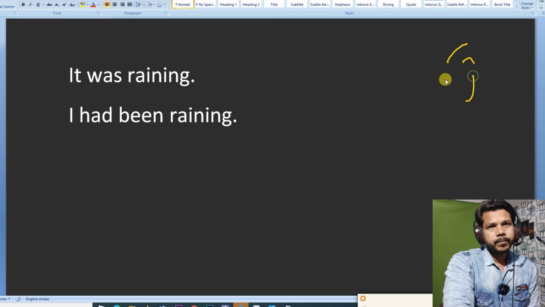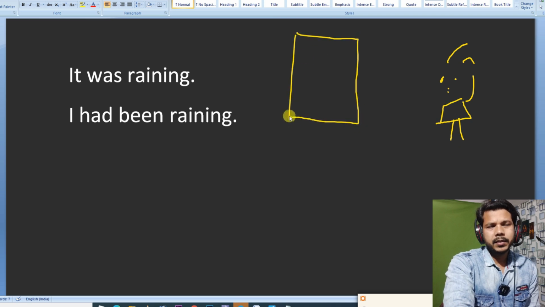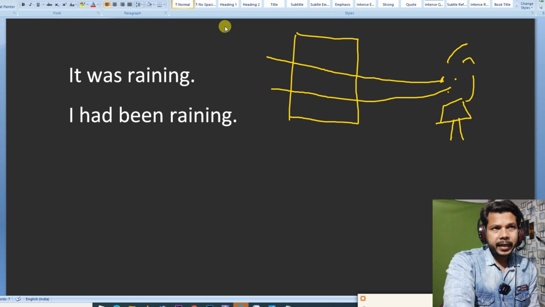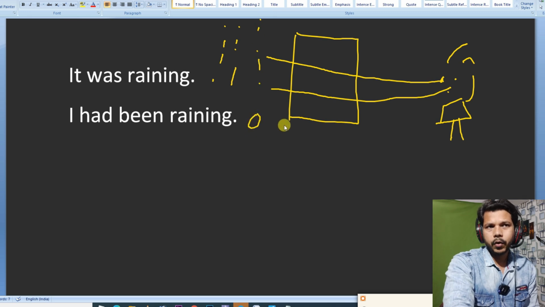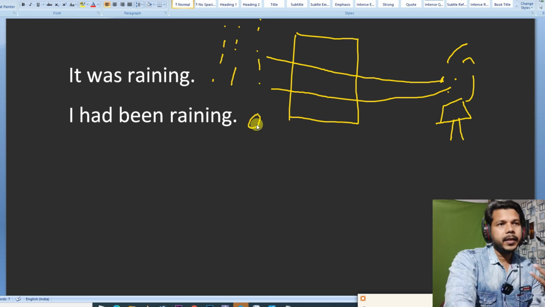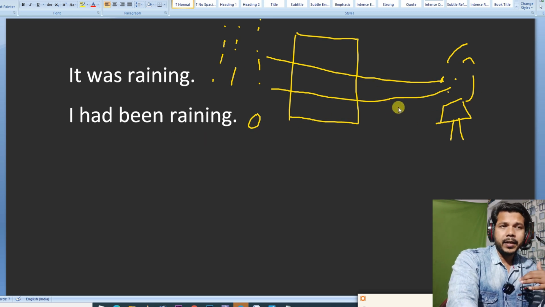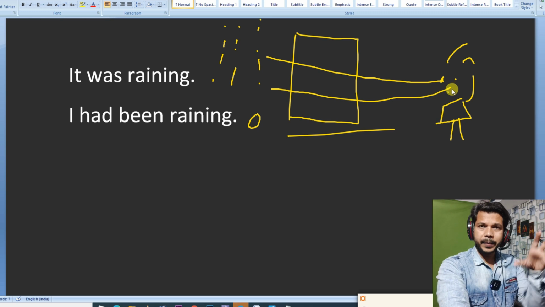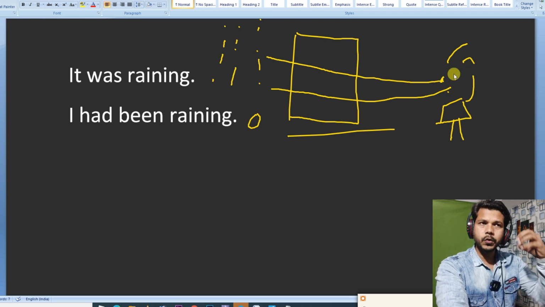Suppose this guy went, okay, this is the window. Let's talk about the same example. This is the window, and he just looked out of the window. When he looked, if at that time it was raining, at the same moment it was raining and the ground was wet, then he could have said, when I looked out of the window it was raining. He cannot say it had been raining. If when he saw, that time, any action was in motion, he has to say was, were.